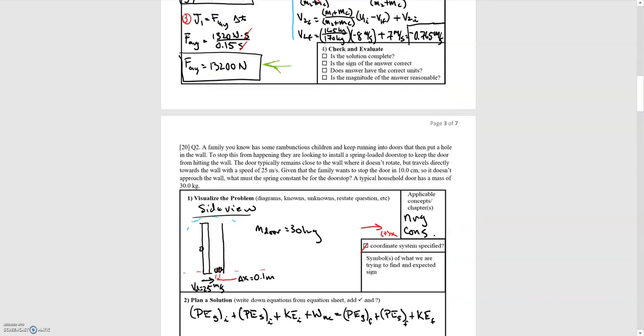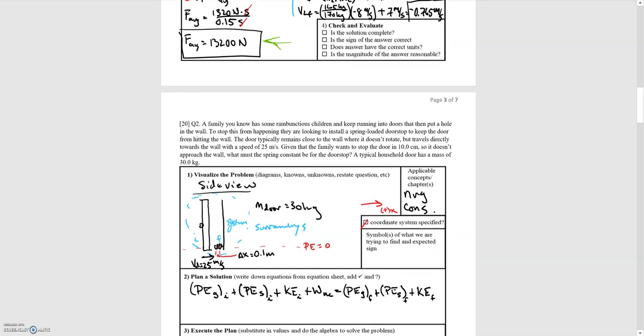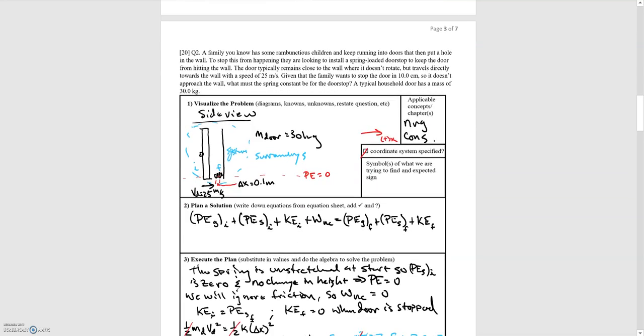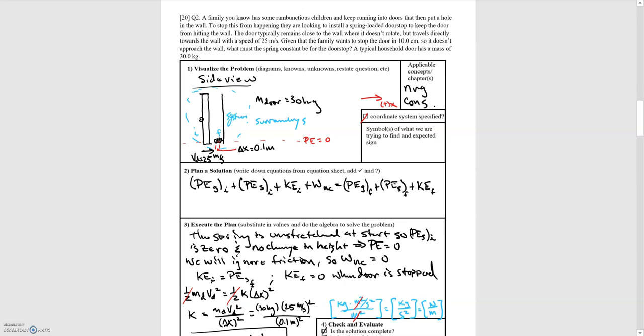So moving on to the second problem, we're going to be switching gears. This isn't a collision problem. This is something else. So we have a family situation where we have a door and it keeps hitting the wall. So there's nothing stopping it from hitting the wall.